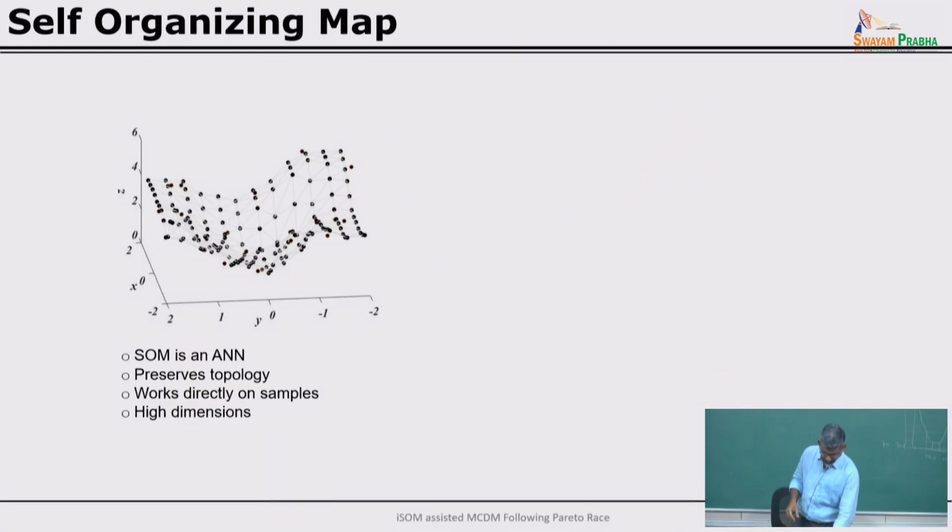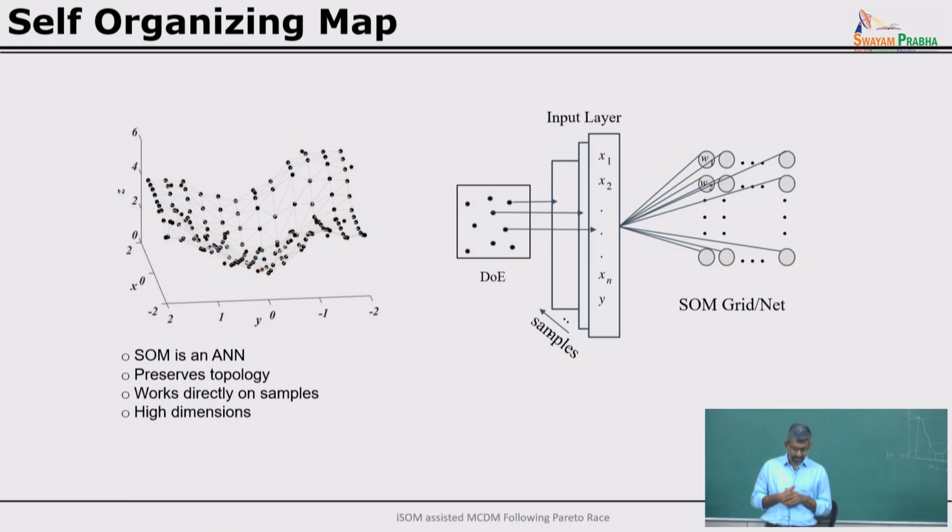So, we started using the self-organizing map. The self-organizing map itself is not our work. It was done by someone called Kohonen about 30-35 years ago, widely used by computer science people. This is essentially an artificial neural network.